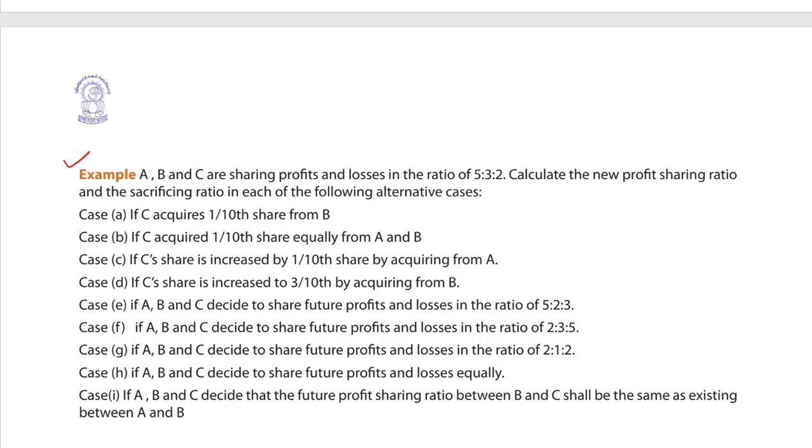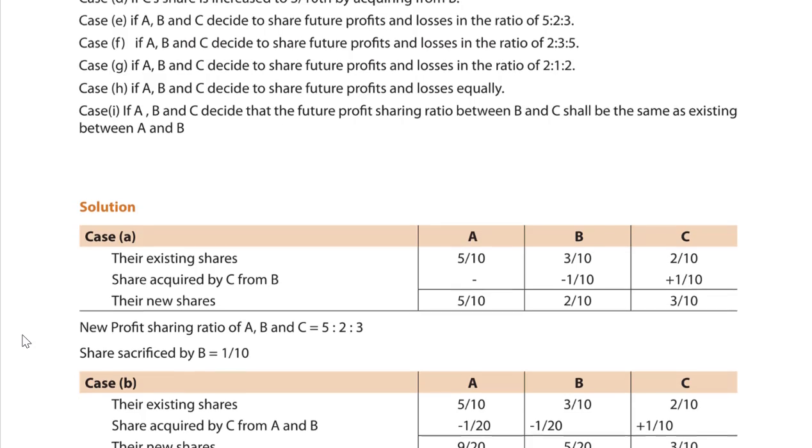Example. A, B and C are partners, sharing profits in the ratio of 5 is to 3 is to 2. Calculate the new profit sharing ratio and sacrificing ratio in each of the following alternative cases. Case 1. If C acquires 1 by 10th share from B.